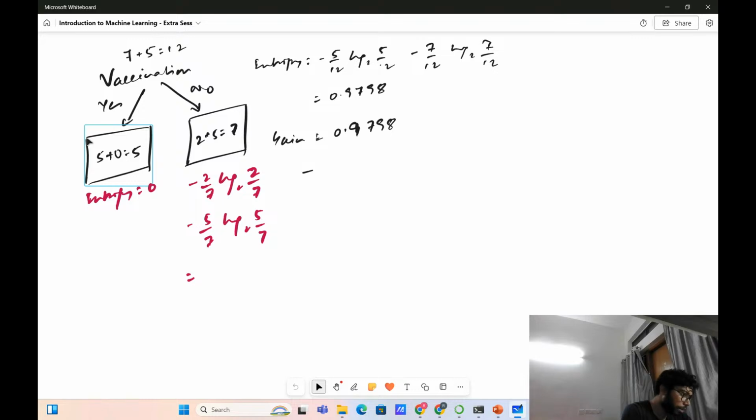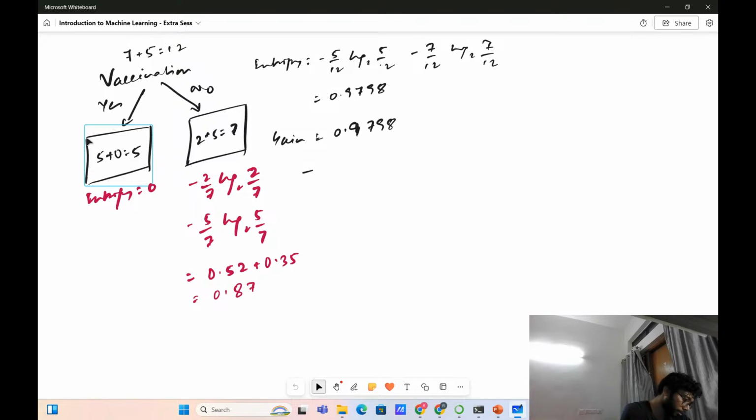So the first part is 0.52 plus the second part would be 0.35. So it will be 0.87, right? Okay. So the gain would be, again, the weight of the first node.